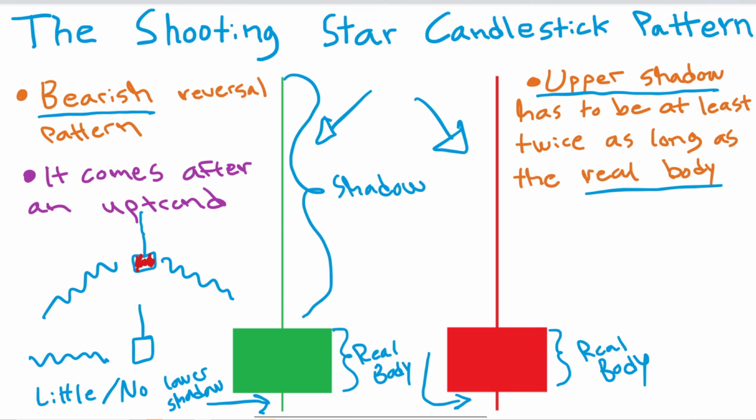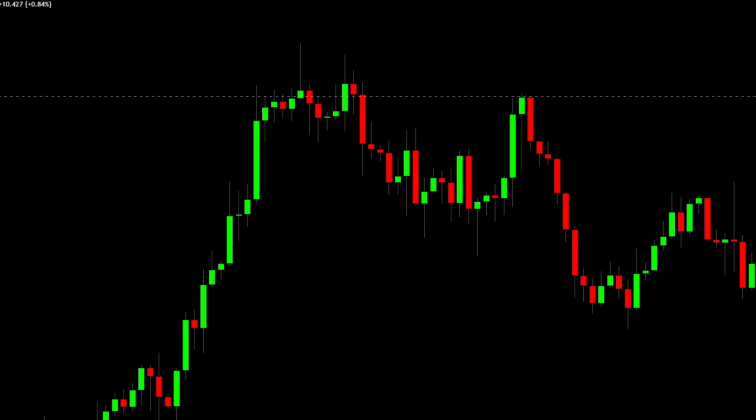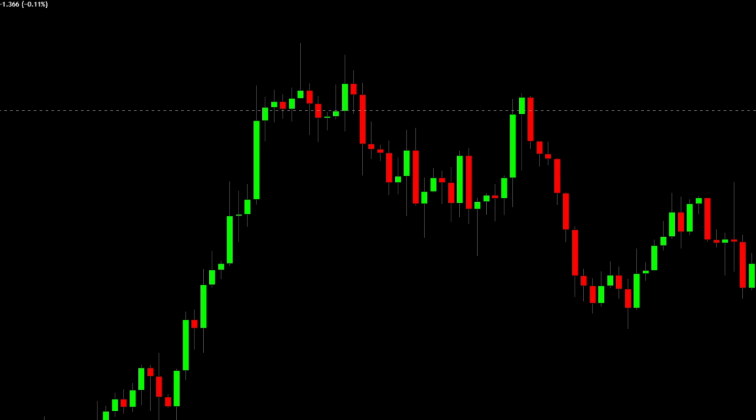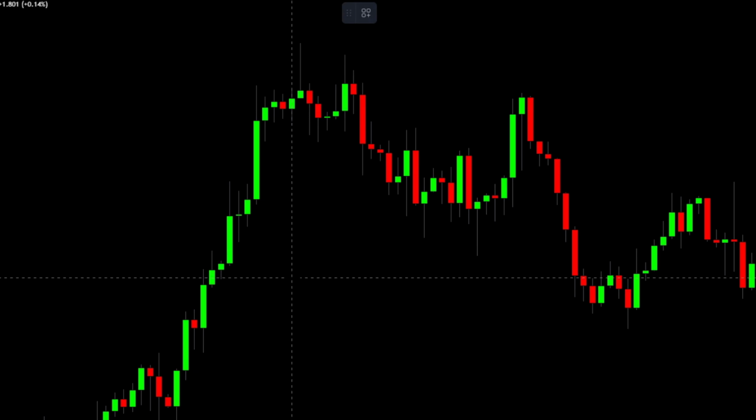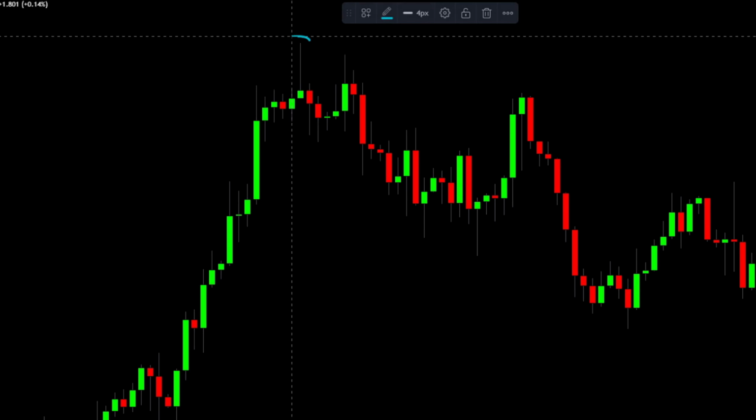But alright guys, so now I think we're ready to take a look at a real life example. So right now we are looking at gold and we are looking at the 4-hour time frame. So every candlestick represents 4 hours. And can you spot the shooting star on this chart? Well, it is possible that we have more than one, but the most clear one is this one right here.